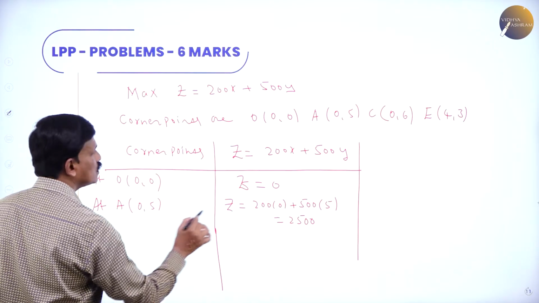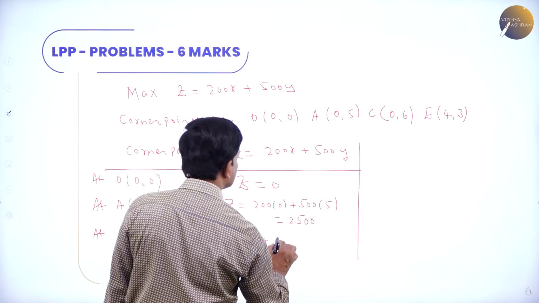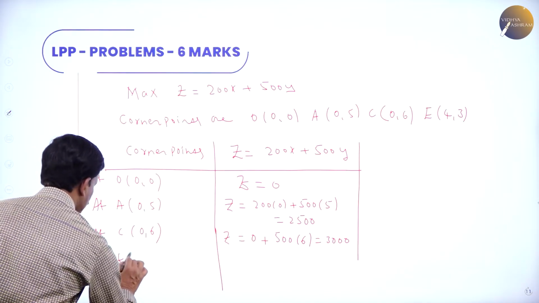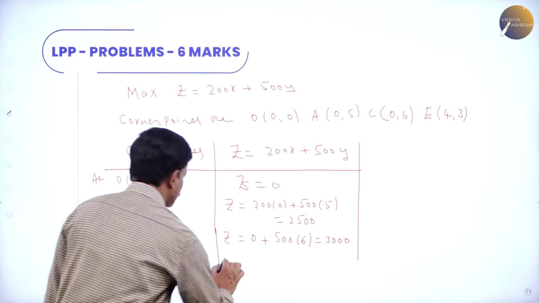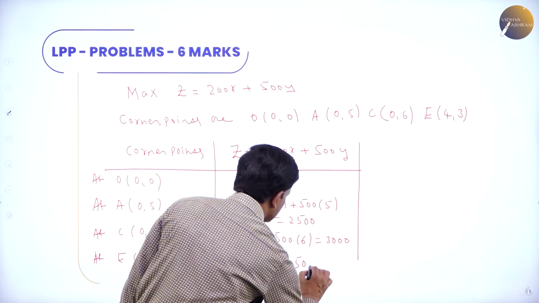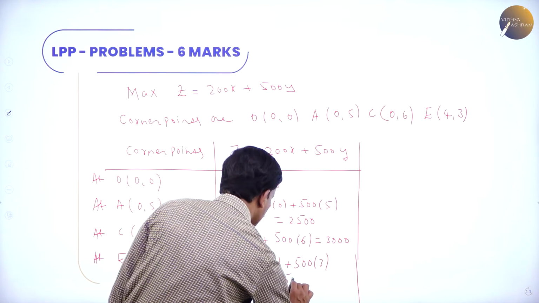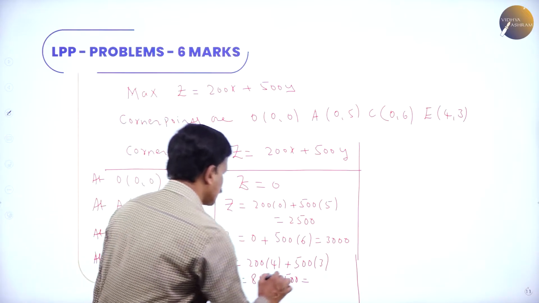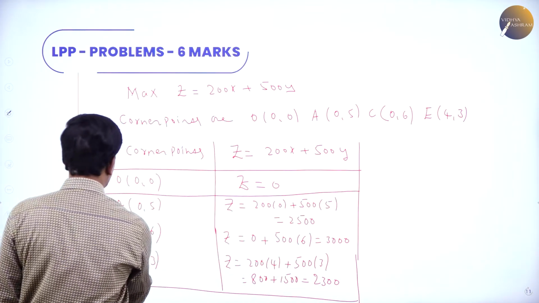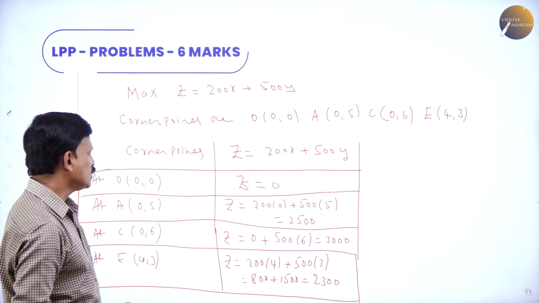Next, at second point C 0 comma 6, z is equal to 0 plus 500 into 6, this is equal to 3000. Again at E, 4 comma 3, z is equal to 200 into 4 plus 500 into 3. What is this equal to? 2 4s are 8, 800 plus 5 3s are 15, 1500. This is nothing but 2300. So at 0 comma 0, z is 0. At 0 comma 5, z is equal to 2500. At 0 comma 6, z is equal to 3000. At E 4 comma 3, z is equal to 2300.